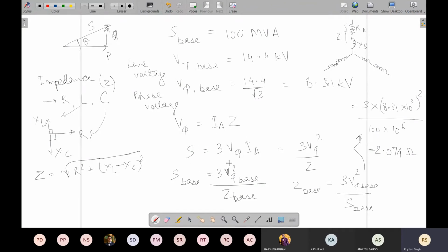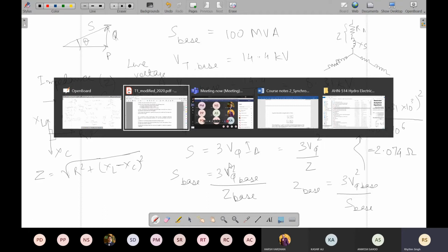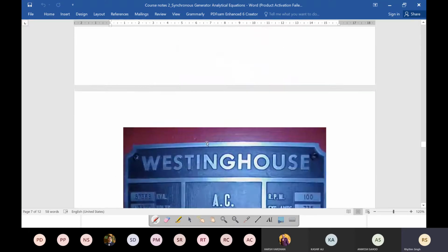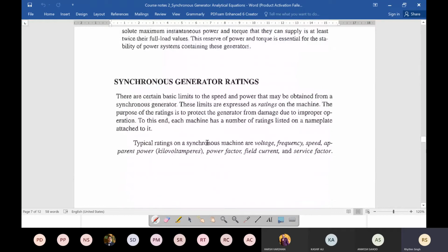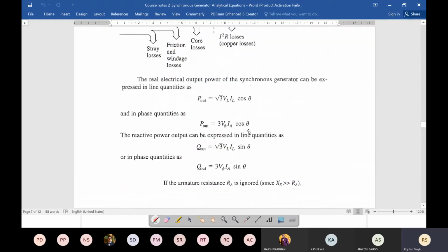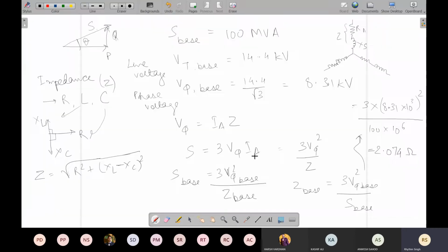Your power output is nothing but 3 V phi Ia. For the real power, it is 3 V phi Ia cos theta, whereas for the apparent power, that cos theta term will not be there. So P out is 3 V phi Ia cos theta, Q out is 3 V phi Ia sin theta. When you write S out, which is the apparent power, the cos theta or sin theta will not be there, only 3 V phi Ia, because that is the relationship between these three quantities. So this comes from there.